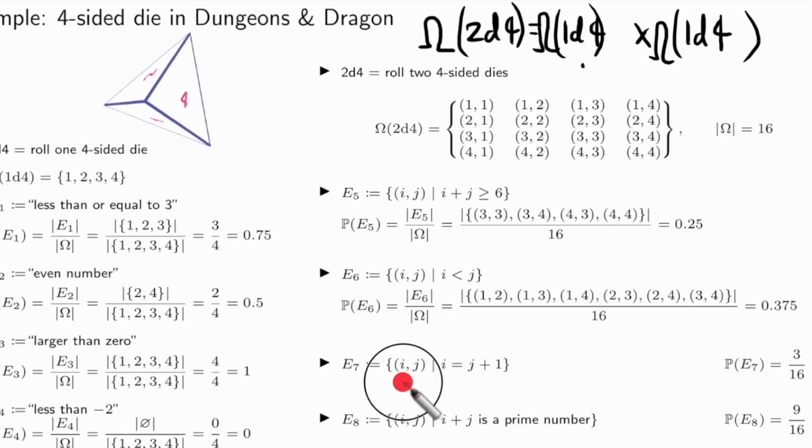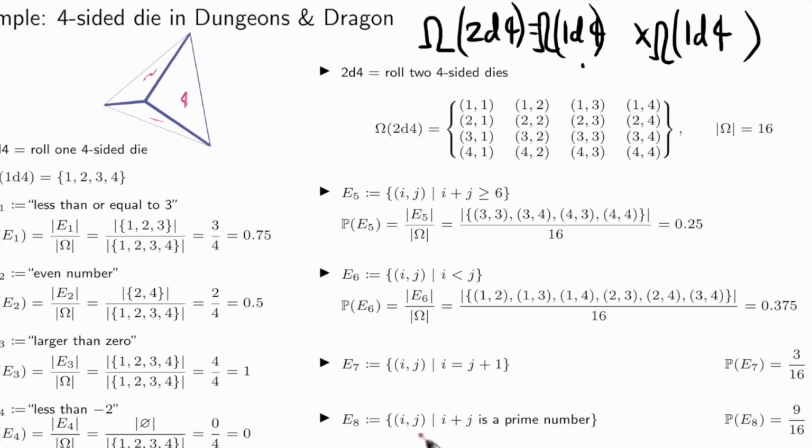What about ij such that i is j plus 1? So you look for the numbers that satisfy this. For example, when i is 2, j has to be 1. So this one. When i is 3, j has to be 2. And i is 4, j is 3. So you have these 3 numbers. You only have 3 events out of these 16 events. Therefore, 3 divided by 16.